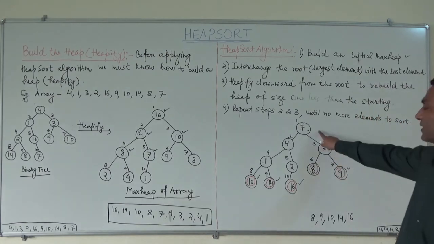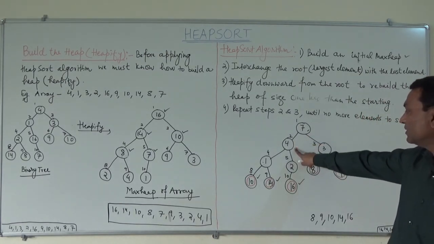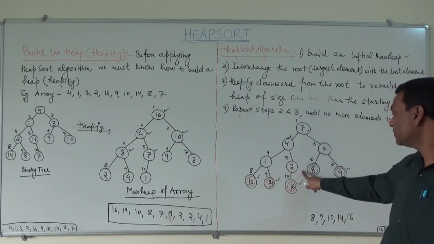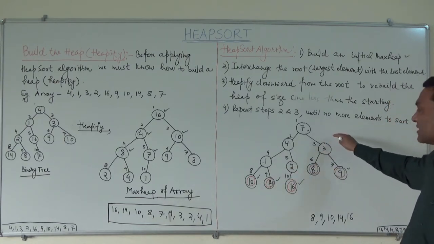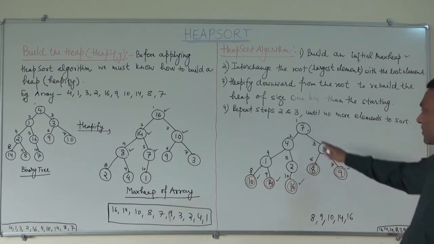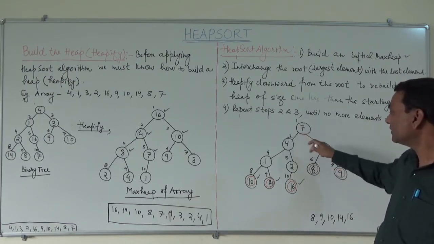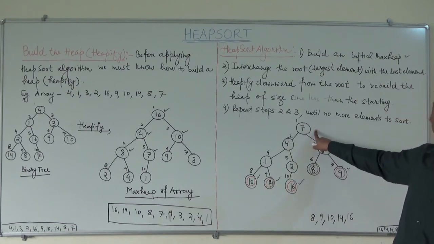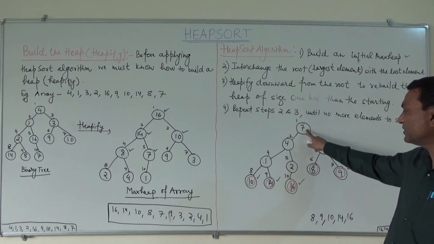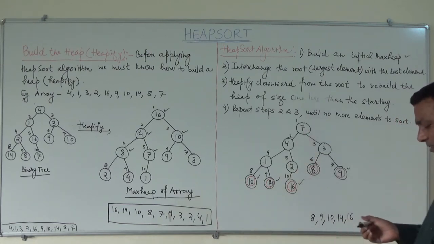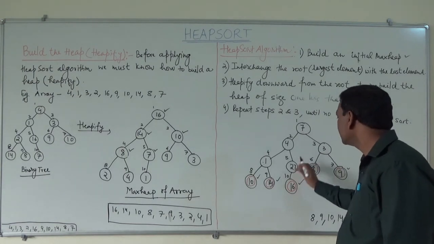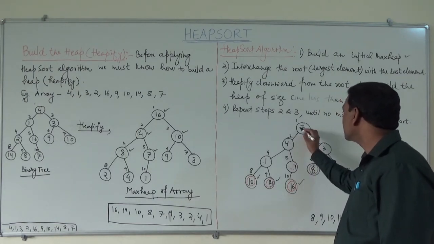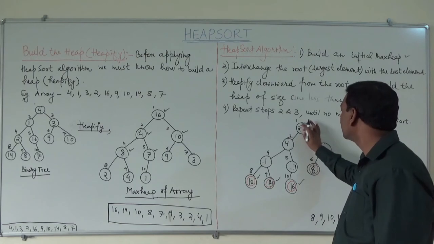Now we can check all the parents. 7 is greater than 4. 4 is greater than 1 and 2. So now what we will do? Again this is the max heap. So what we will do now? We will again interchange the root, that is the largest element, with the last element. So 7 and 2 are interchanged. So what we will do? This 7 will come here and this 2 will come here.